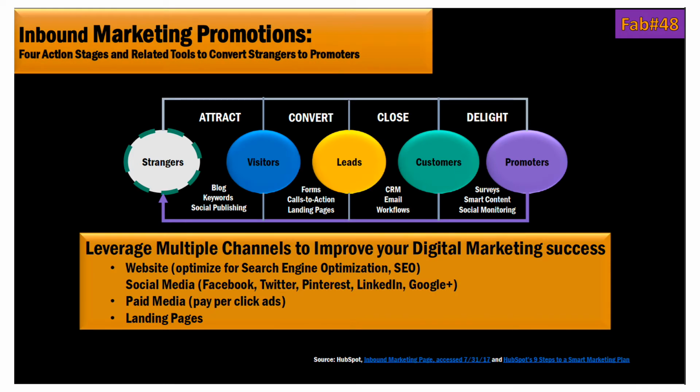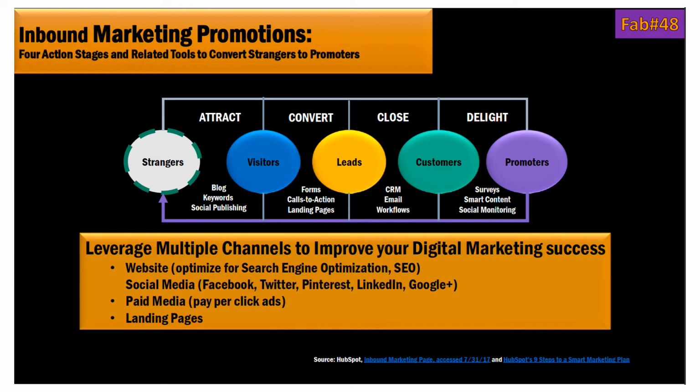Here is Fab number 48, inbound marketing promotions. Below are the 4 action stages and tools to convert strangers to promoters. What that means is you start out as a stranger, not familiar with the brand or the product, and the goal is to attract them.